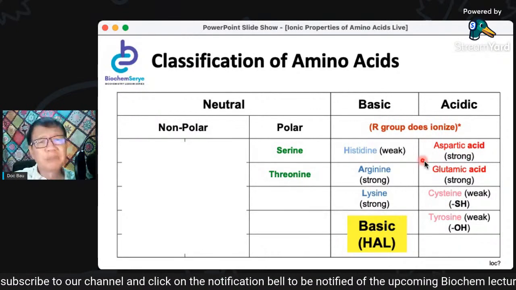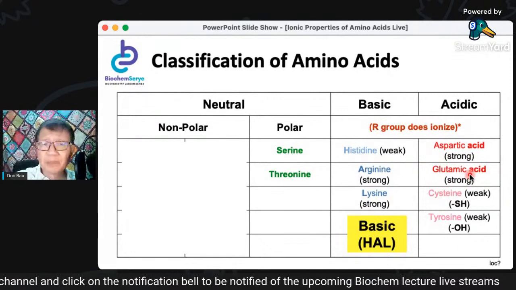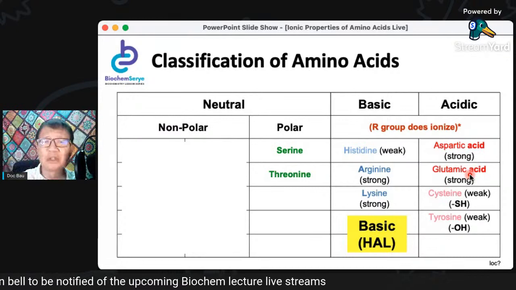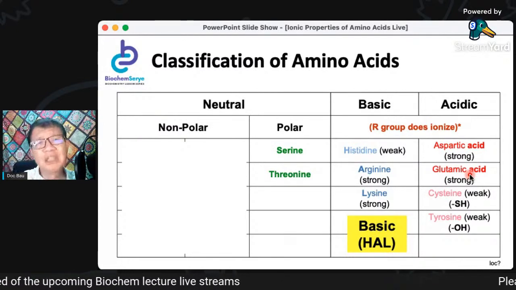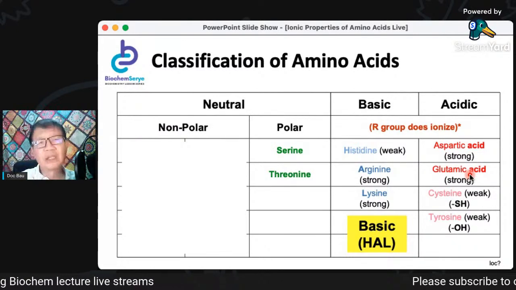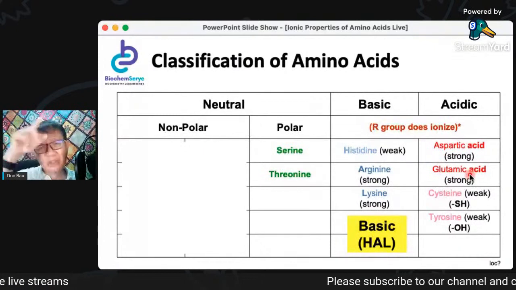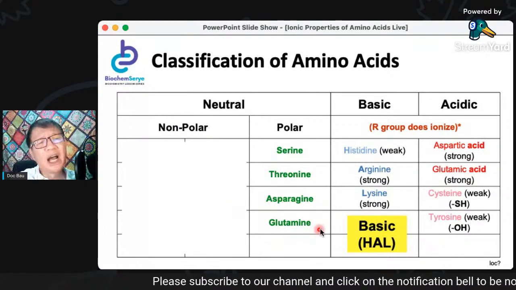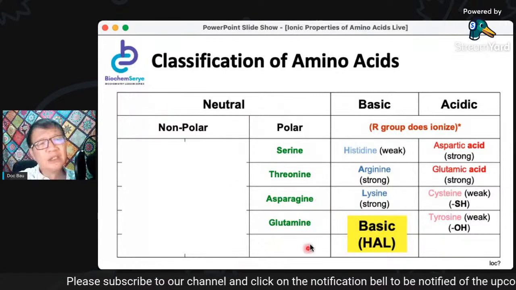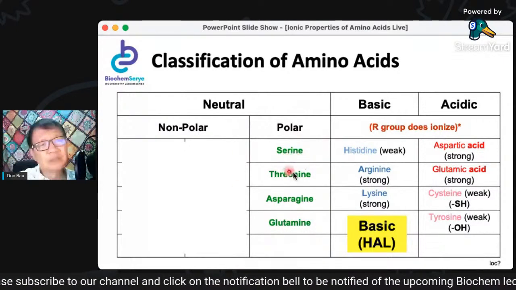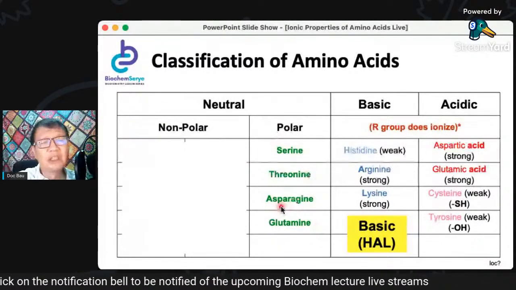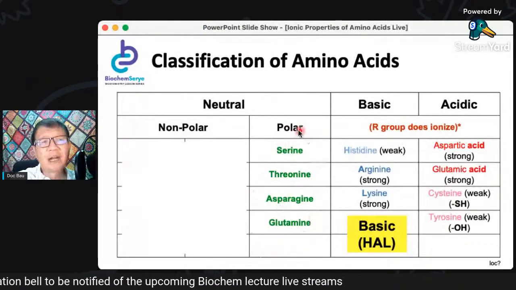So your aspartic acid, your third functional group, the beta carboxyl for aspartic acid, and the gamma carboxyl for glutamic acid, they can be amidated. That gives the C double bond O NH2. So your asparagine and your glutamine are amides. Please remember these four: your two hydroxylated and two amidated amino acids, they are polar neutral.